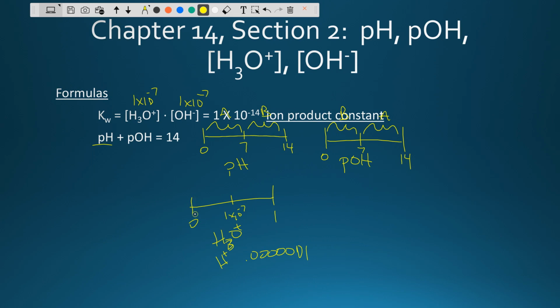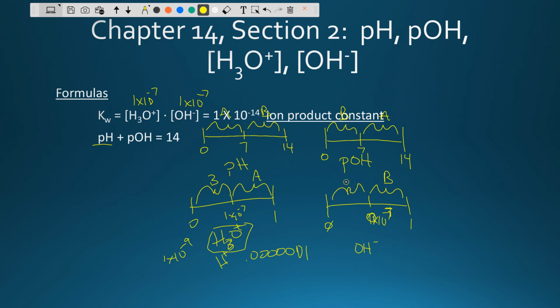If my hydrogen or hydronium concentration is greater than this, that would be acidic. And if it was less than this, like 1 times 10 to the negative 9, that's going to be a basic solution. That's if I've got my hydrogen or hydronium ion. But if I take a look at this scale describing my hydroxides, this is 1 times 10 to the negative 7, this is 1, and this is 0. If I have more hydroxide, then we would get basic over here, and this would be my acidic side.